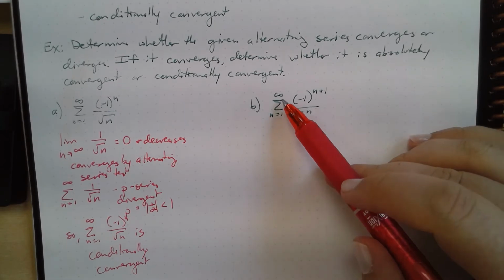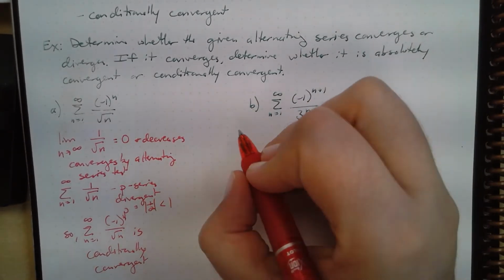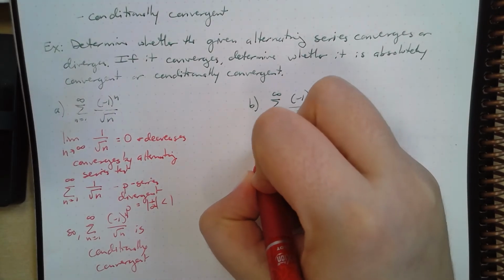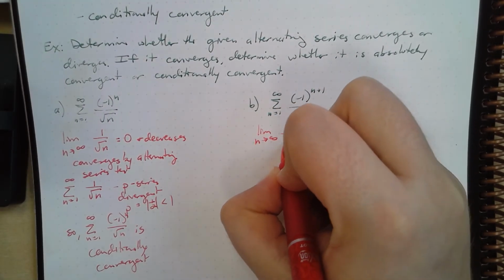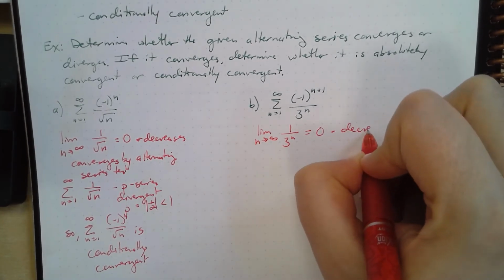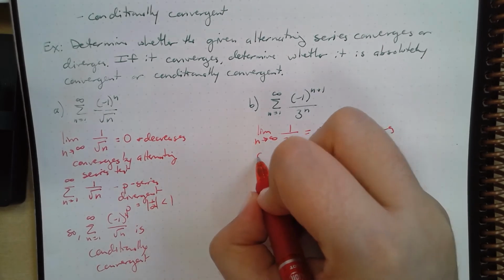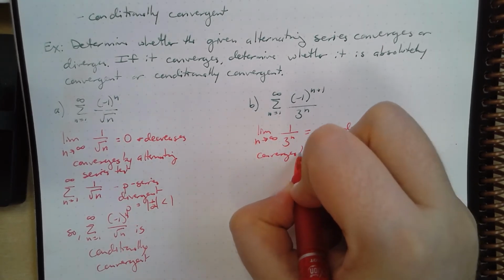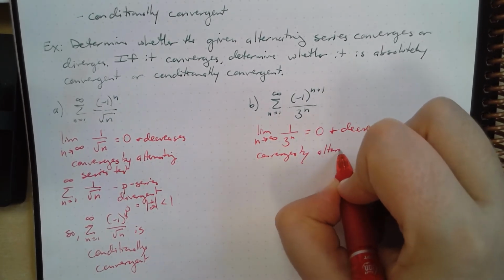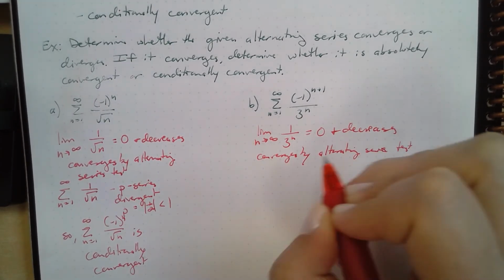All right, let's do another one here. The sum from 1 to infinity of negative 1 to the n plus 1 over 3 to the n. Well, if I take the limit as n approaches infinity of 1 over 3 to the n, that's going to be equal to 0, and this does decrease. So this converges by the alternating series test. My handwriting is getting worse as I go on here.